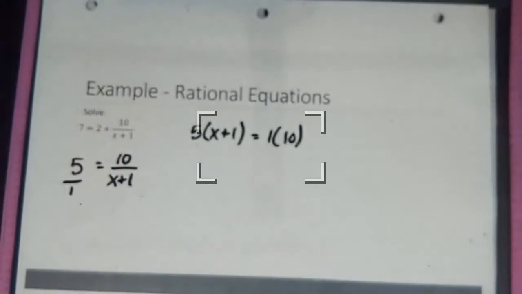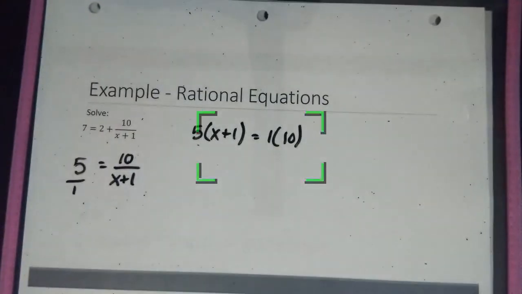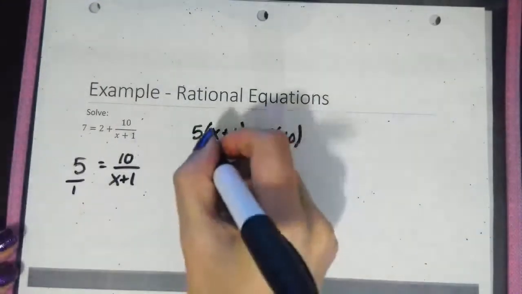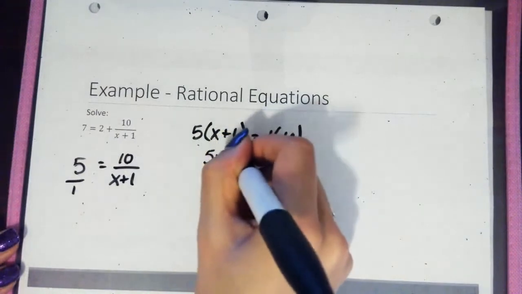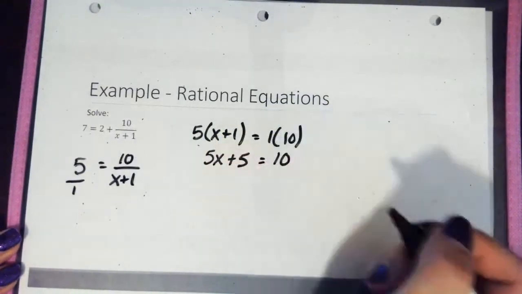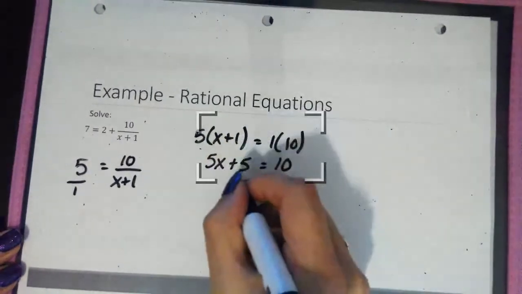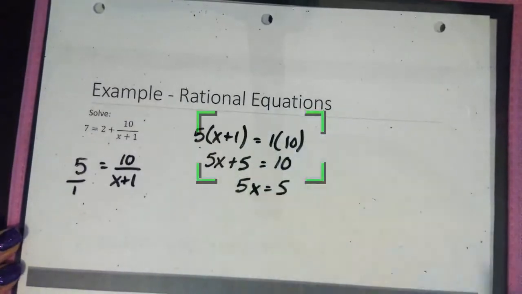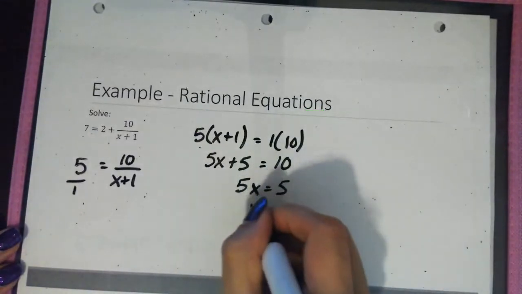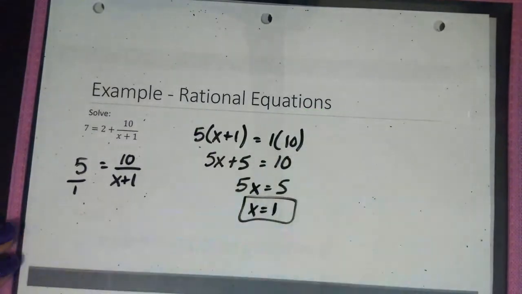That'll give me 5 times x plus 1 is equal to 1 times 10. Now it looks very similar to the last problem, we just have a 5 instead of a 7. That'll give me 5x plus 5 is equal to 10. I subtract the 5 over, 5x is equal to 5. Divide both sides by 5, we get x equals 1.